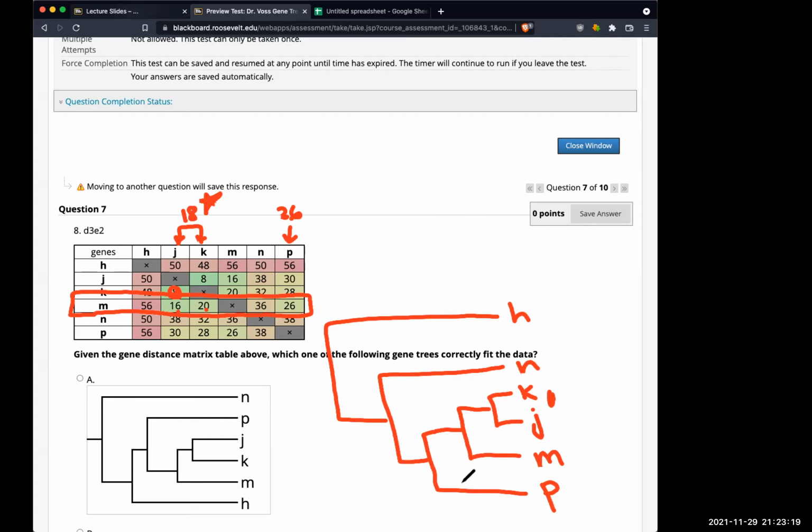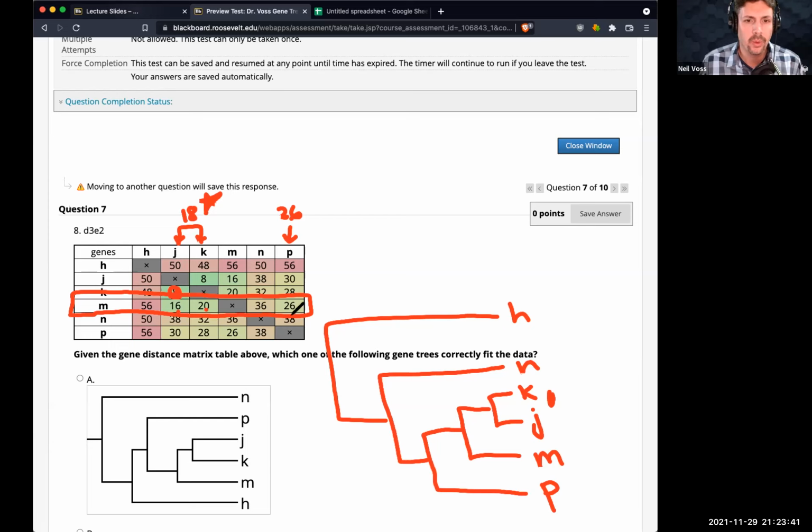Would you be able to figure that out without doing the average? Because you can see that those are the two lowest. Yeah, you can just say both 16 and 20 are less than 26, so I don't need to average them there. Mm-hmm. So can you say that if M and P had the same average, then those two would be connected and then they would connect to K and J?